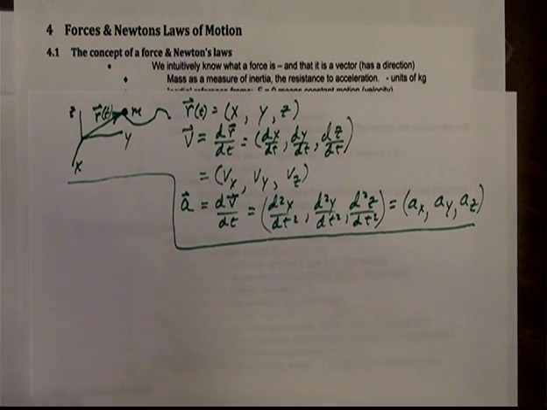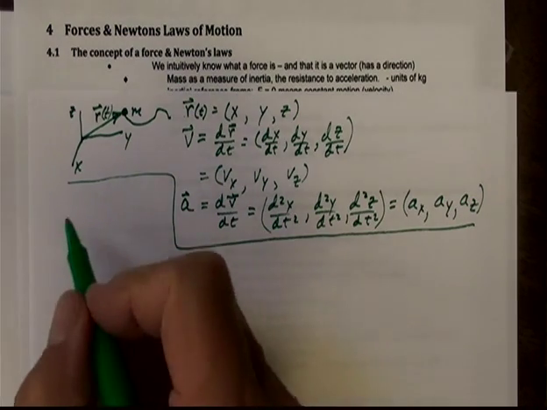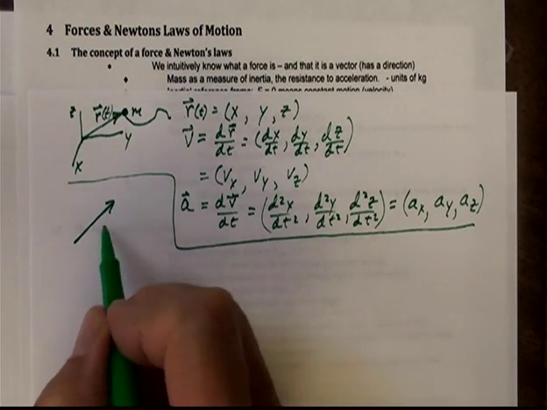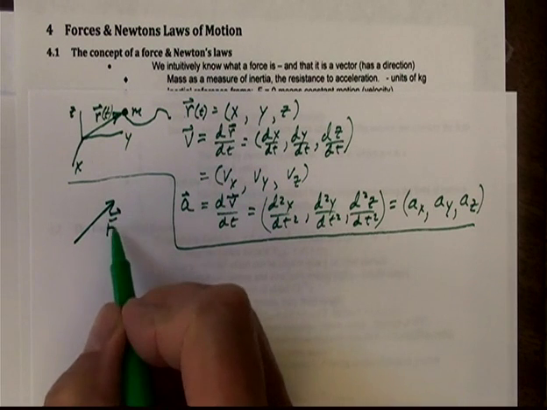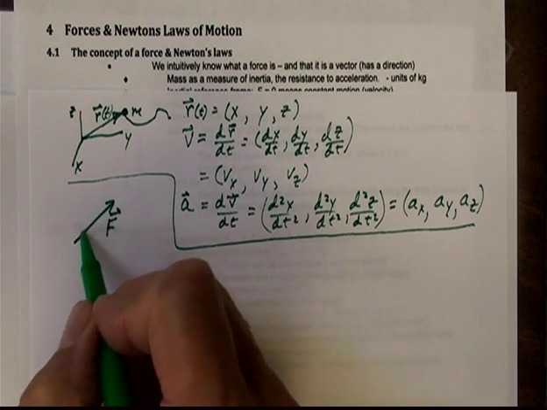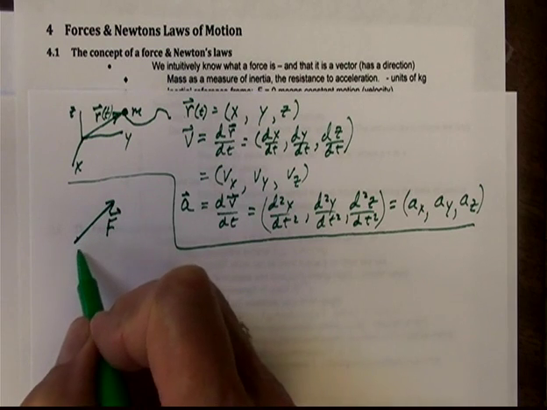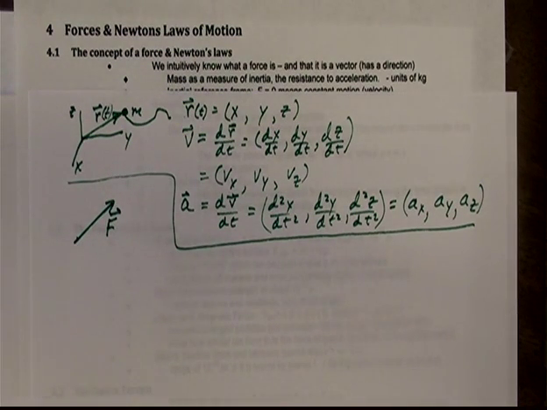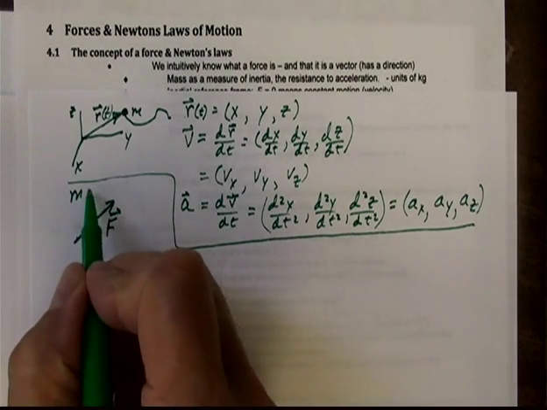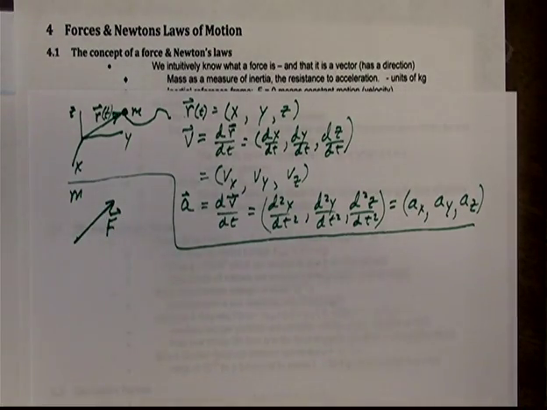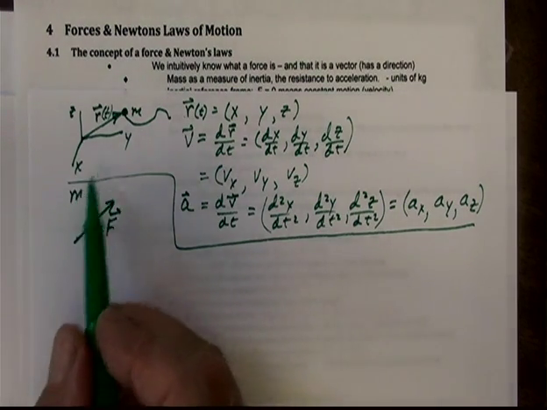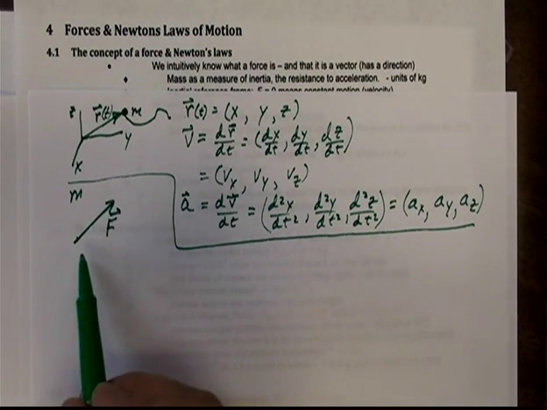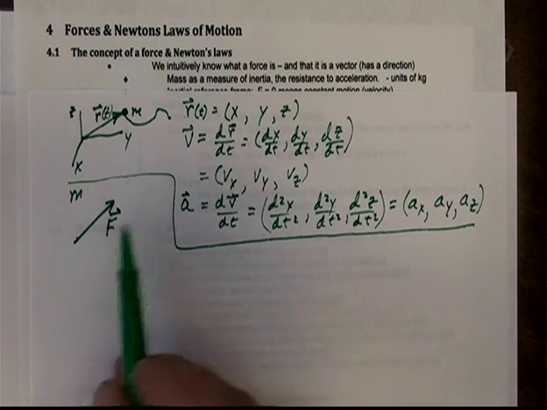We intuitively know what a force is, and that it's a vector and has a direction. So if you put a force on something, like pushing a lawnmower, you notice that you're pushing it in a direction by a certain amount. And we know that mass is a resistance to that acceleration that it's going to experience. It's a measure of inertia. And so we're familiar already with mass measured in kilograms. And we know that if we take a mass like this one and put a force on it, it's going to change its velocity.